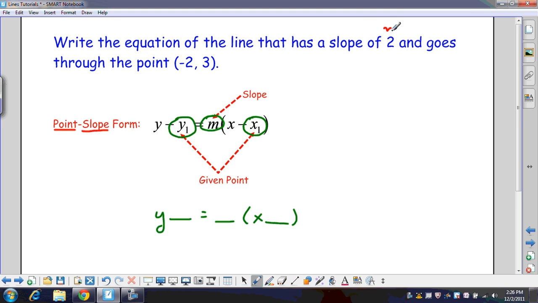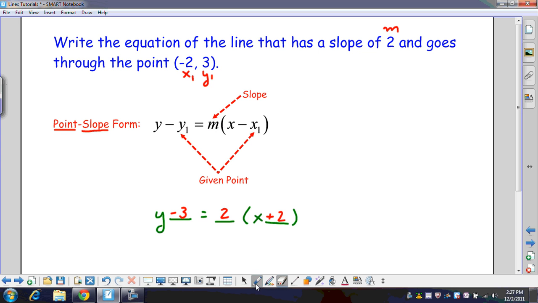Okay, now let's go back up to the information that's given to me. I know that 2 is the slope, which is m. And I know that -2 is the x value, x1. And I know that 3 is the y value, y1. So I'm going to take those three numbers, 2, -2, and 3, and insert them in the appropriate spot. So the m is 2. The y, I'm going to put -3. And next to the x, I'm going to put +2.